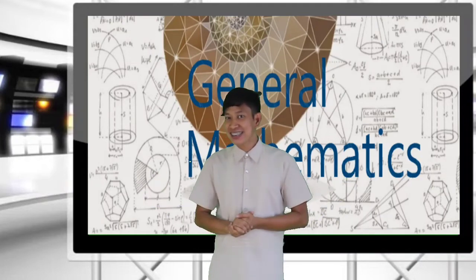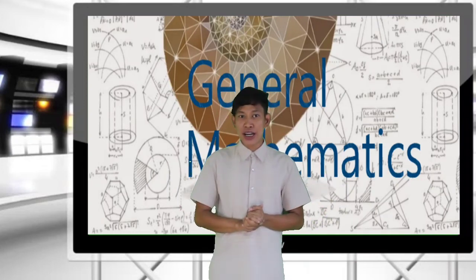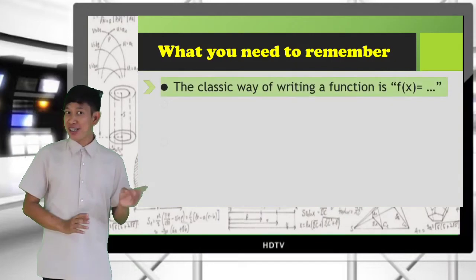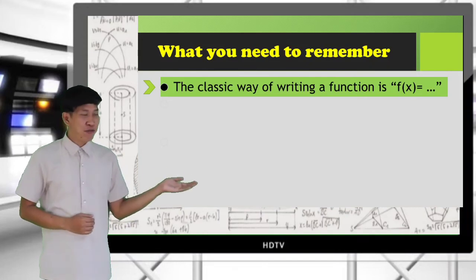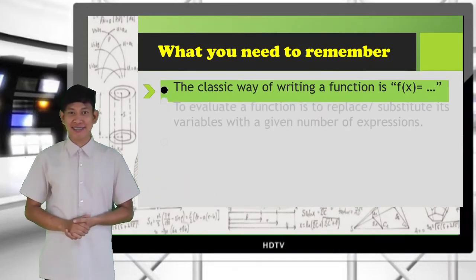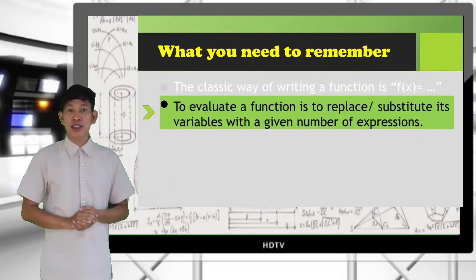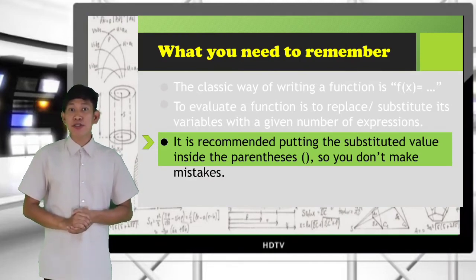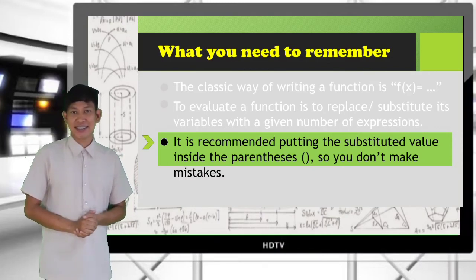Have you enjoyed our class? Alright. So before we end this session, I would like you to remember the following. What you need to remember. First, the classic way of writing a function is f of x is equal to the given. Second, to evaluate a function is to replace or substitute its variables with a given number or expressions. Third, it is recommended putting the substitute value inside the parentheses so you don't make mistakes.